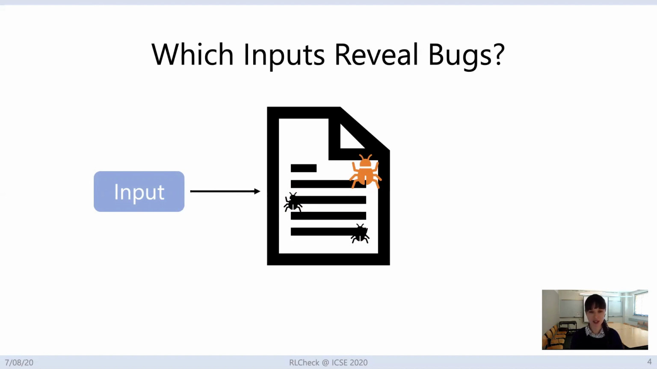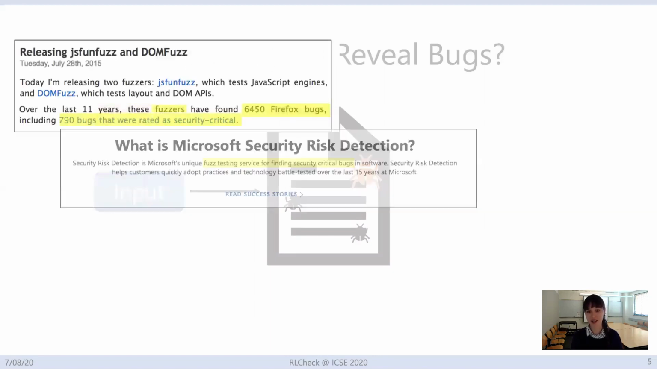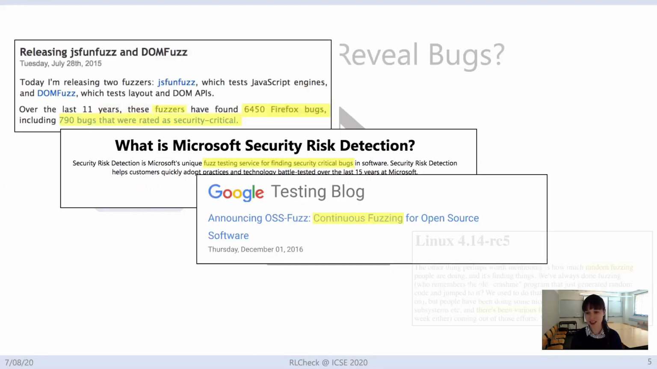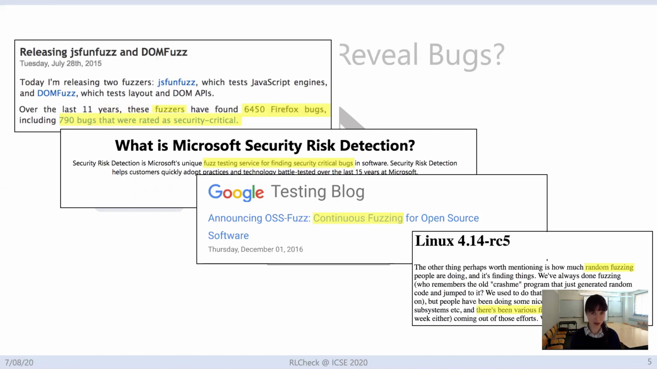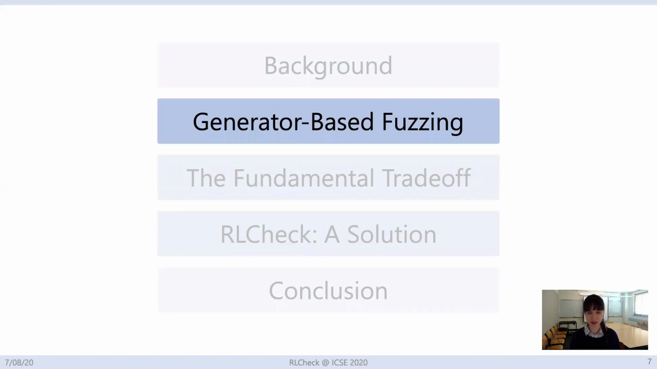So in recent years, we've seen the emergence of fuzzing tools, which work to automatically create inputs which reveal such bugs in programs. And those fuzzing tools have been adopted quite widely across industry and open source to find bugs and improve the quality of software. Now today, I'm going to focus on a particular type of fuzzing called generator-based fuzzing. I'm going to talk to you about the fundamental trade-off with generator-based fuzzing and how RLCheck helps address it.